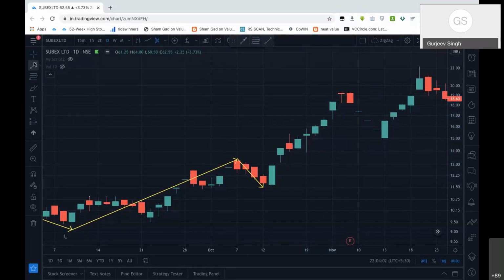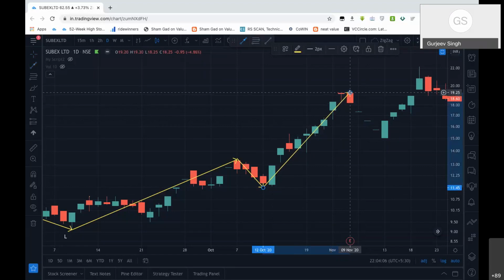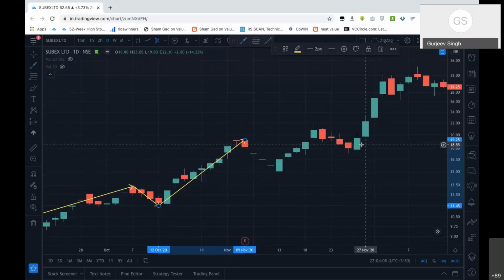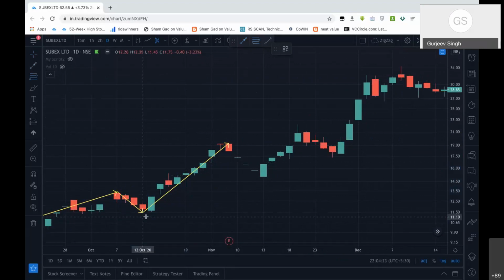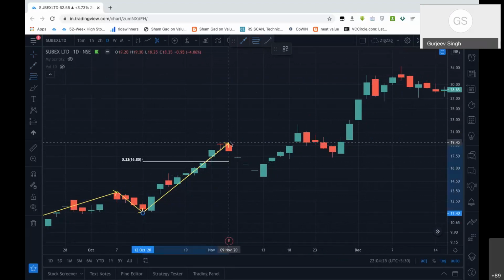So my trend from here goes here. Let's move ahead. Now it goes down. This is my first bar, second, third, fourth, and fifth. Is this a 33% move from year to year? Yes or no?